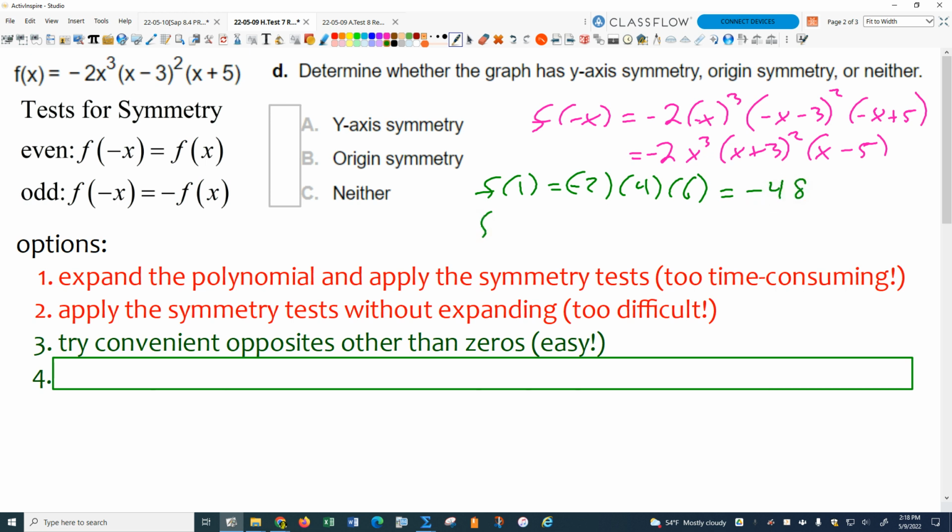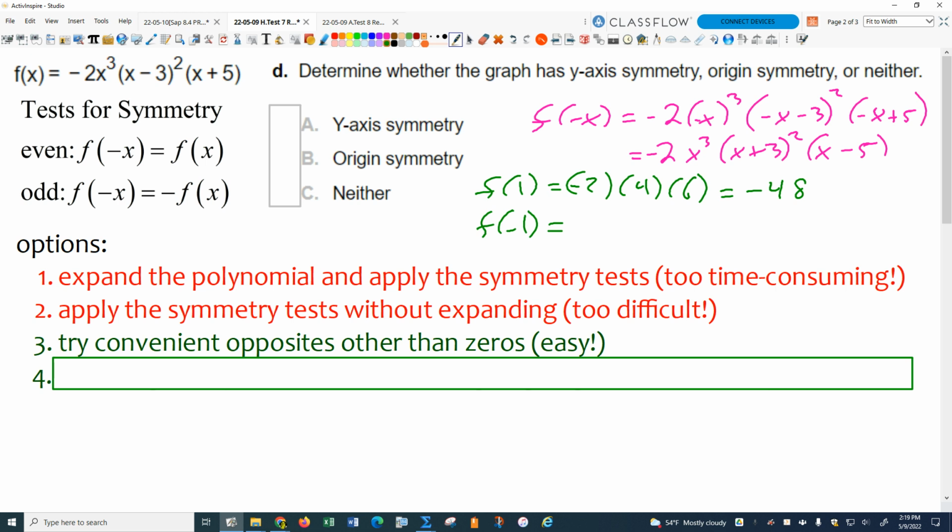Now let's try f of negative 1. If it's even symmetry, what would we expect for an answer? Same, right? We'd expect f of negative x to be the same as f of x, so we'd expect 48. If it's odd symmetry, we'd expect negative 48. Let's see if either of those happen. So f of negative 1.